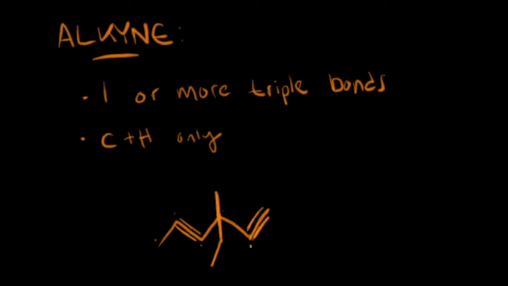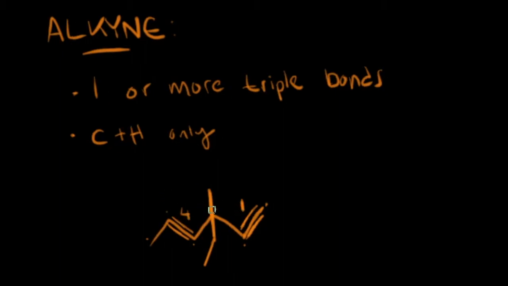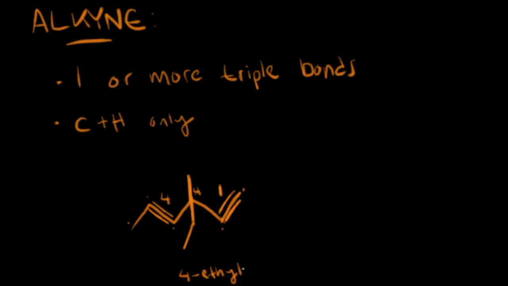And finally, we have the alkyne functional group. What the alkyne signifies is that there are one or more triple bonds. A compound containing this functional group will take the suffix -yne.